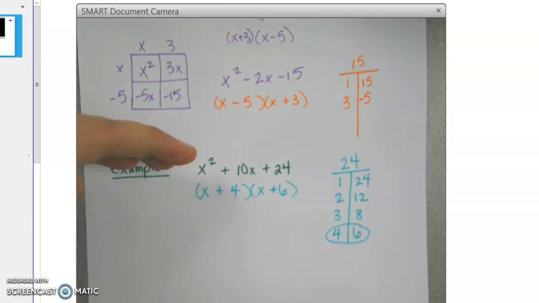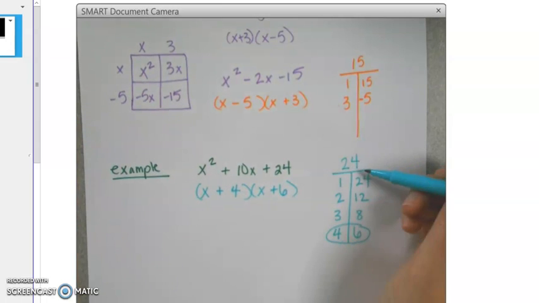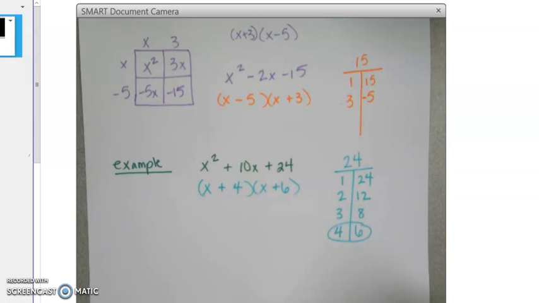So it's not hard to break down these. It helps if you list out the factors of your number at the end here. But that's how you factor it. We'll do one more example, and then I actually want to show you another way you can do this.